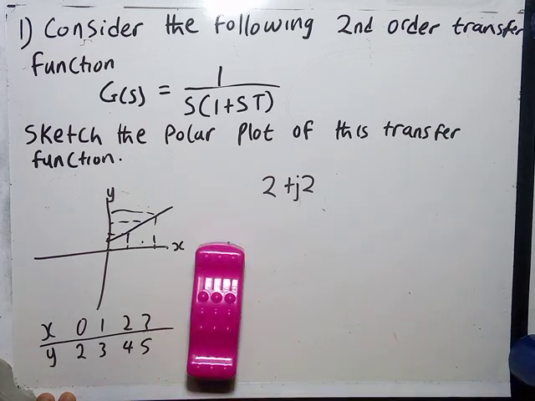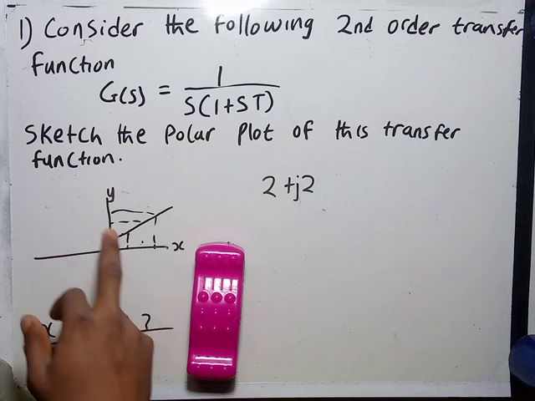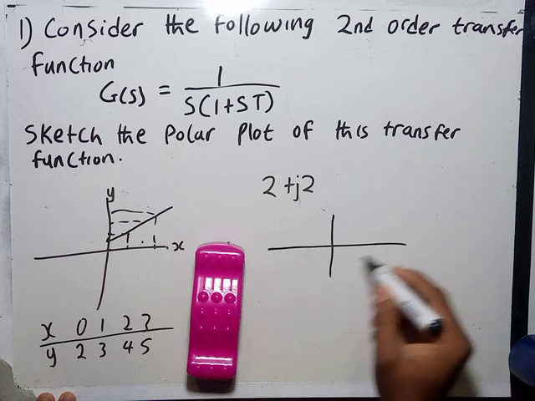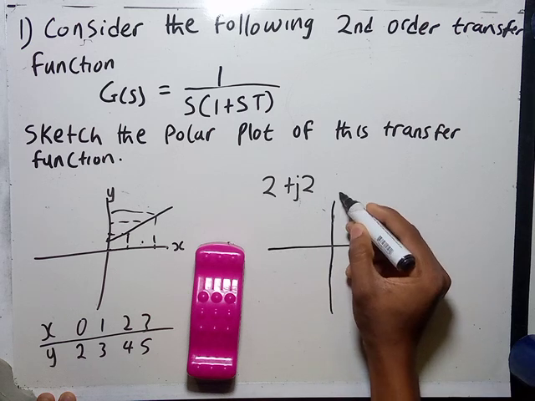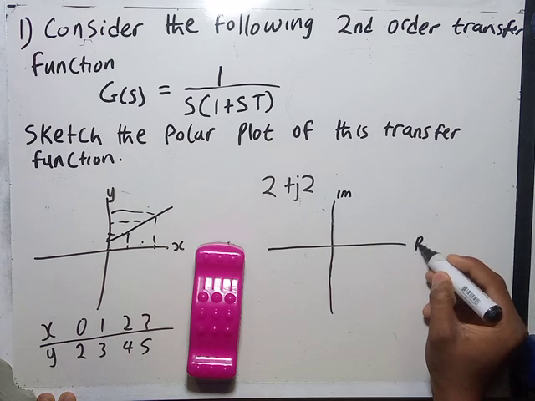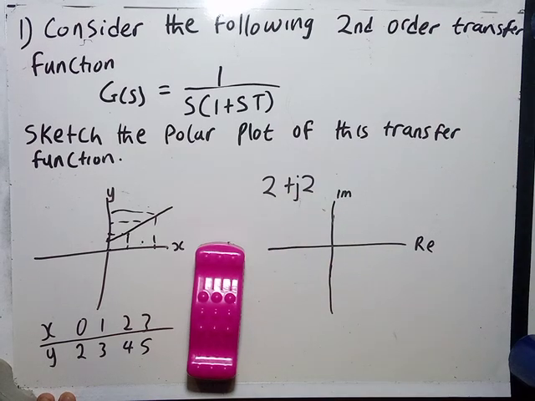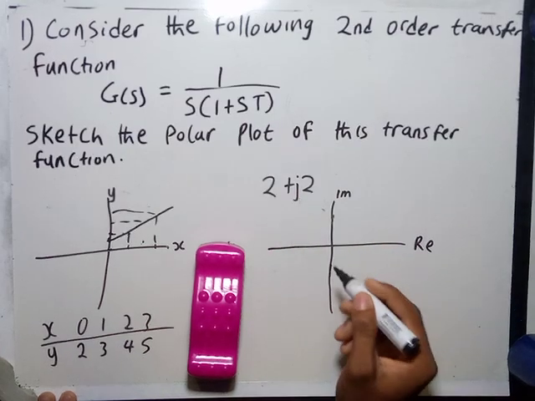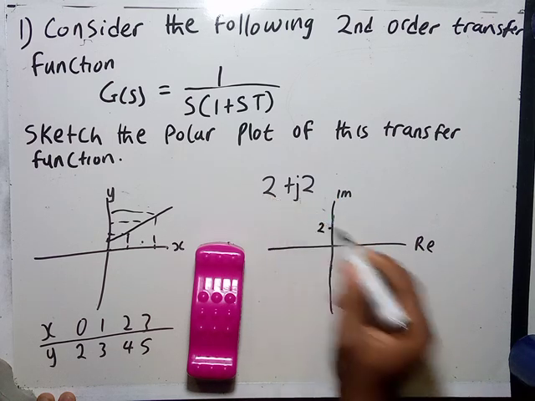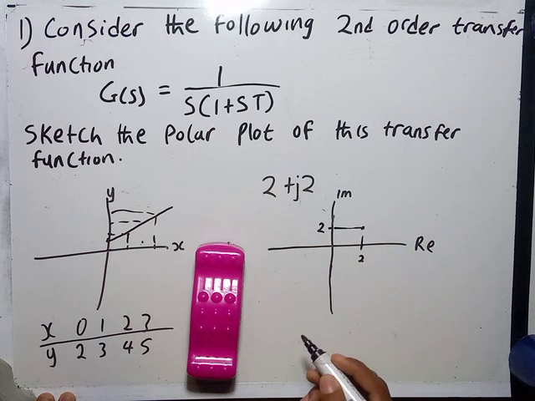The only thing that is a bit different from this is that in this one you're plotting your y against your x, while in this place you plot your imaginary, which is the one having the j, against your real numbers. So if you are asked to plot something like this, you simply say, for your imaginary, you point out your what? 2. For your real, you point out your 2. Now you have plotted this graph.